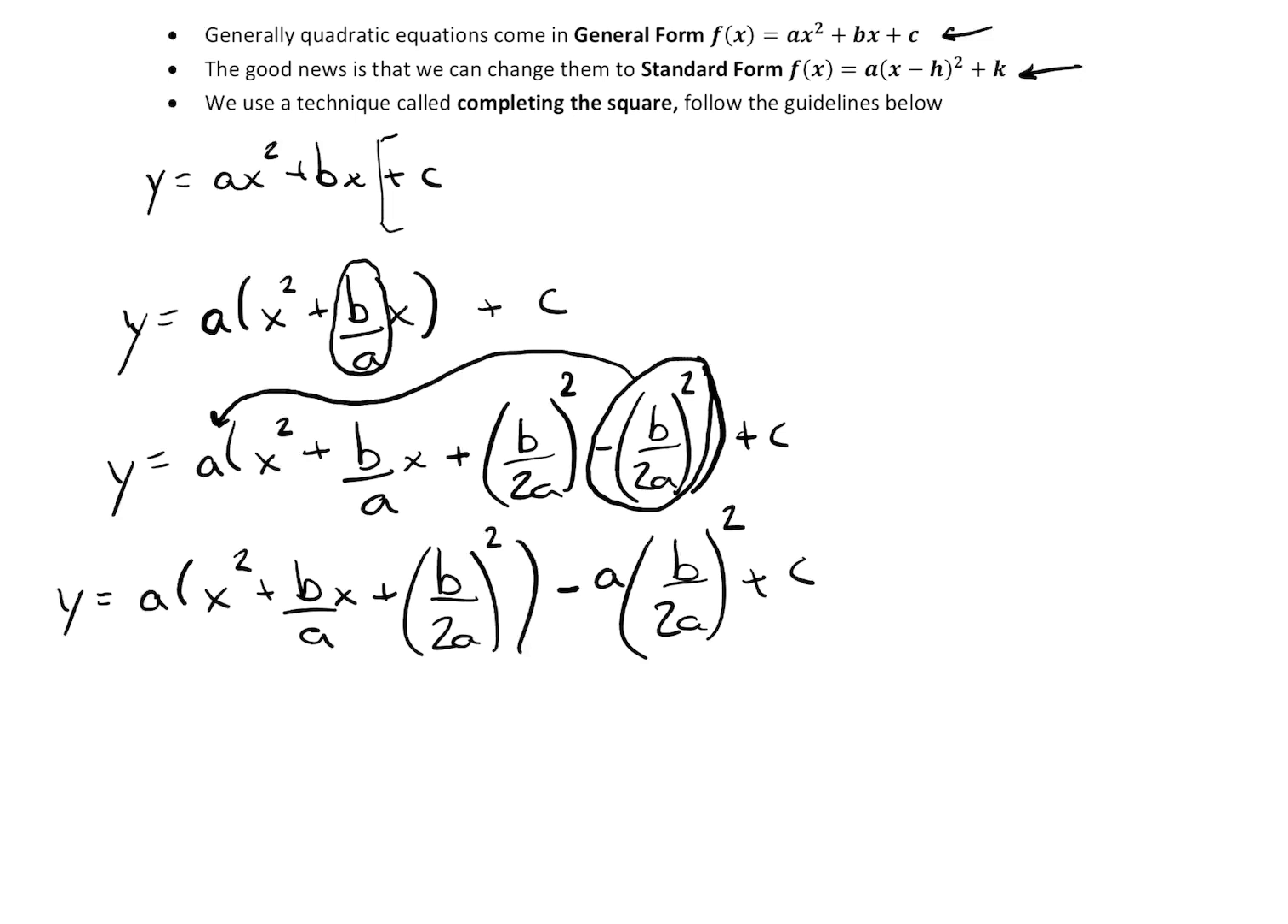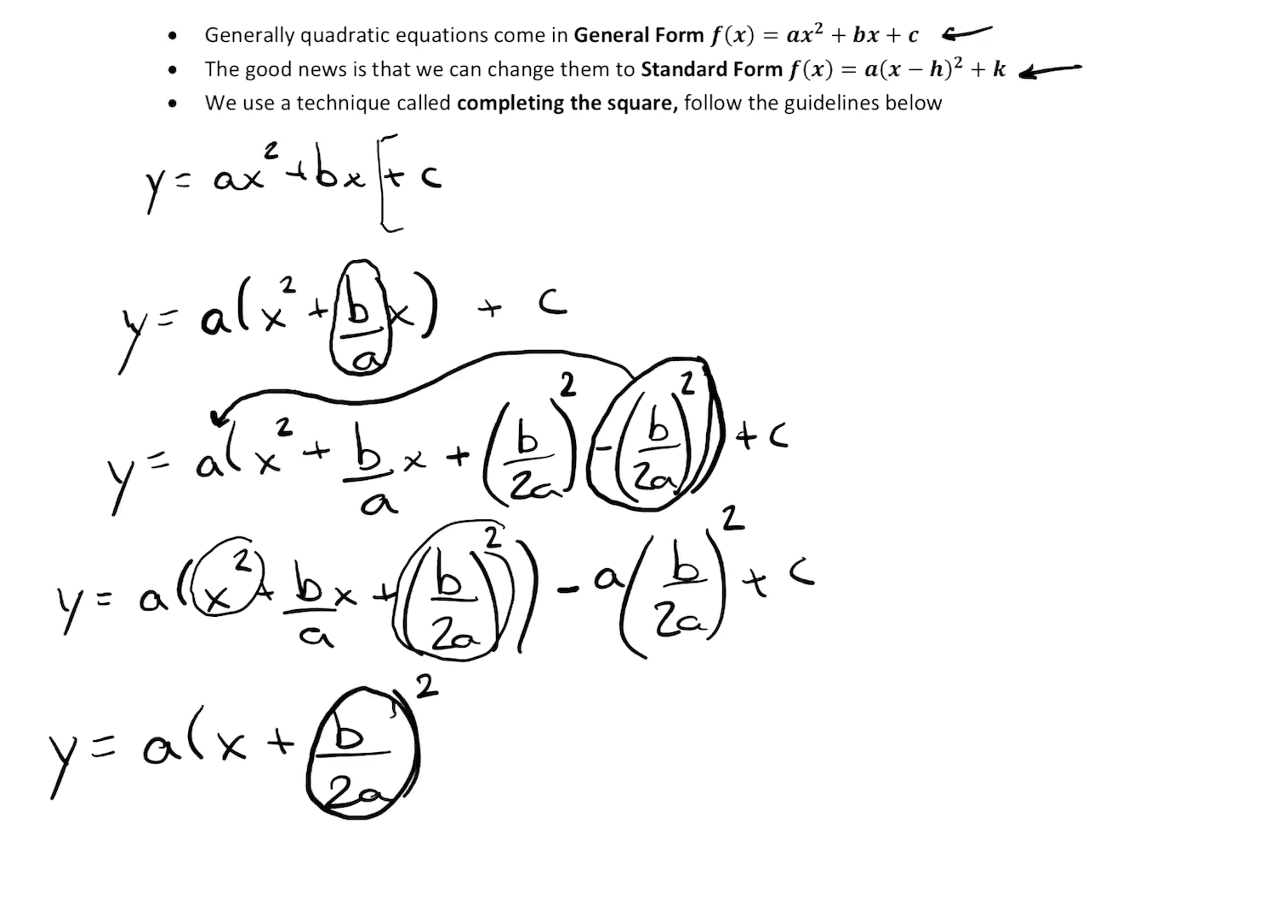Now, this is why we're doing this. Because on the inside now, what we have is a perfect square, right? This is a square right here. This is a square right here. Think about adding b over 2a to itself. You get b over a. So this actually factors out to x plus b over 2a all squared. That's the point, because this is the x value of our vertex, right?